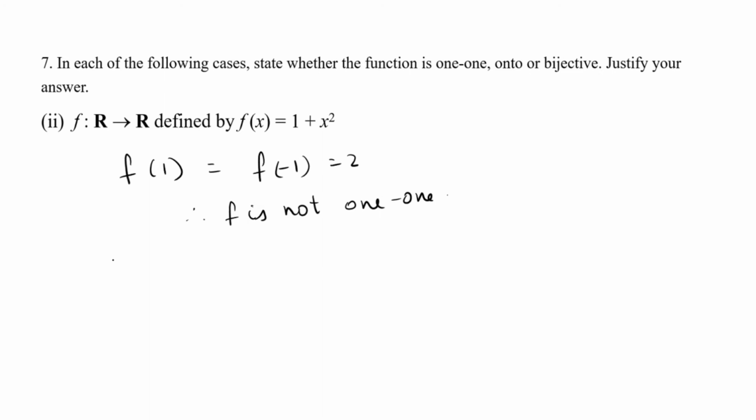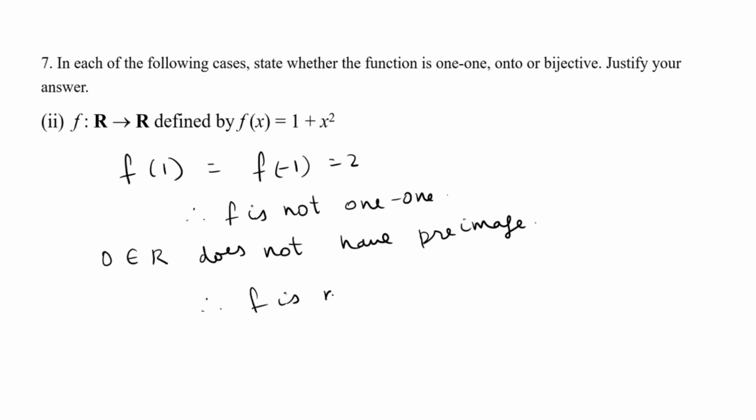Then to see whether f is onto or not, if we take 0, it belongs to R, but it does not have a pre-image. Therefore, f is not onto.